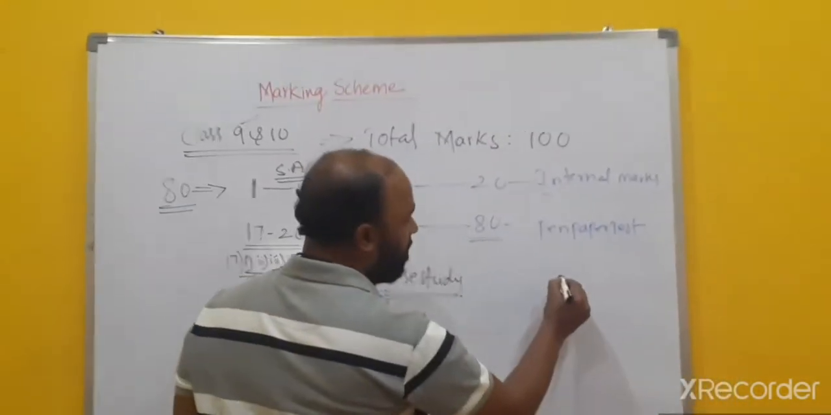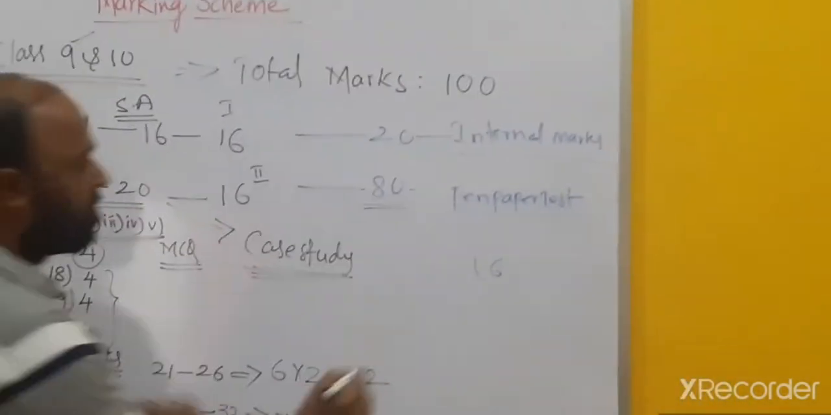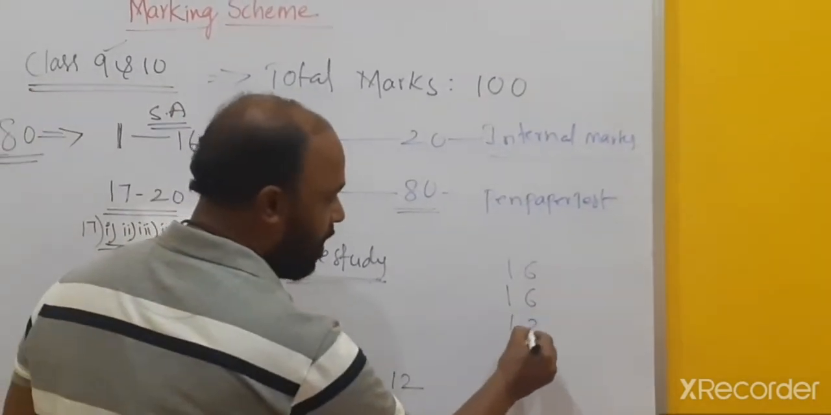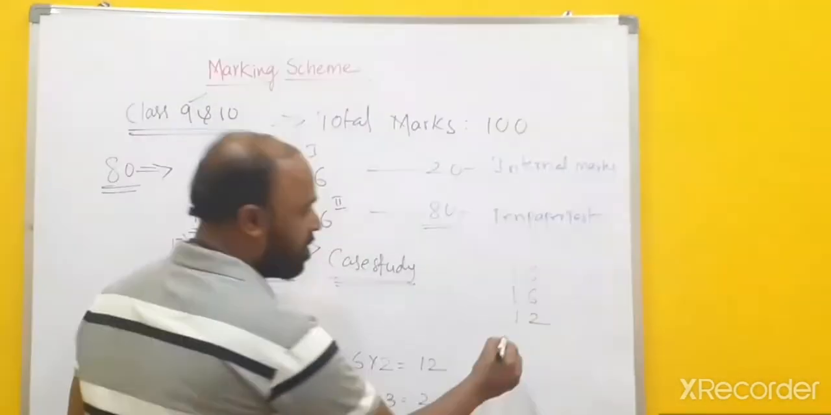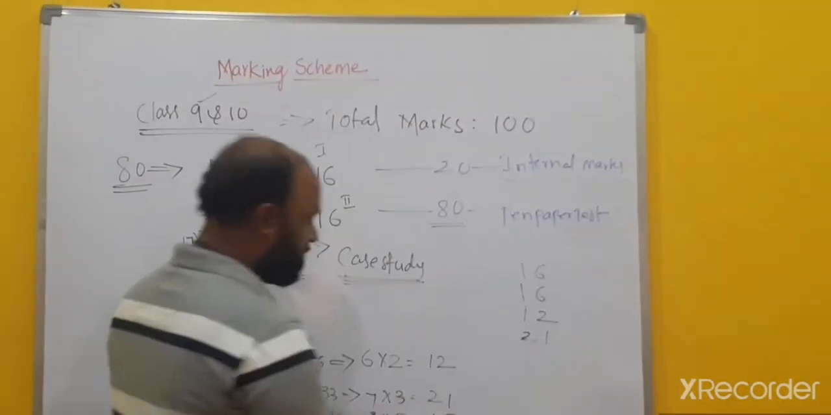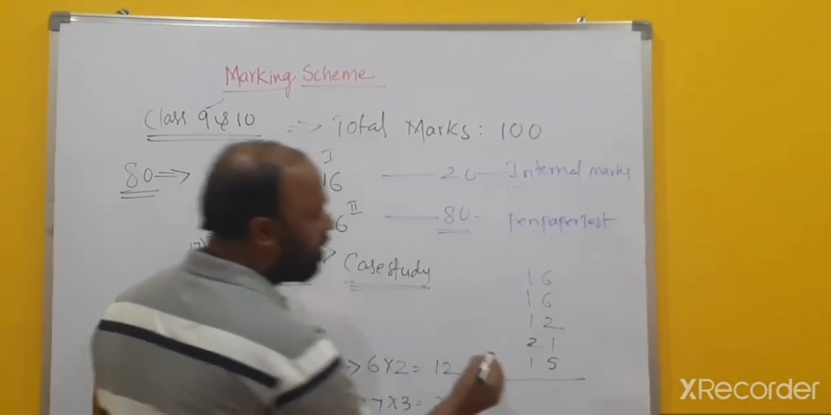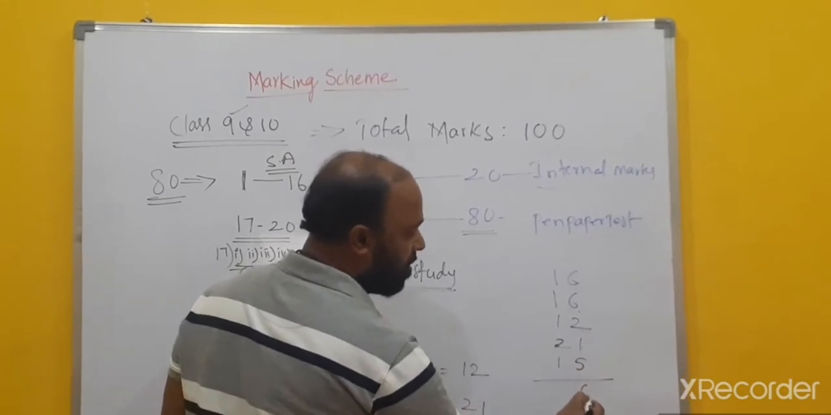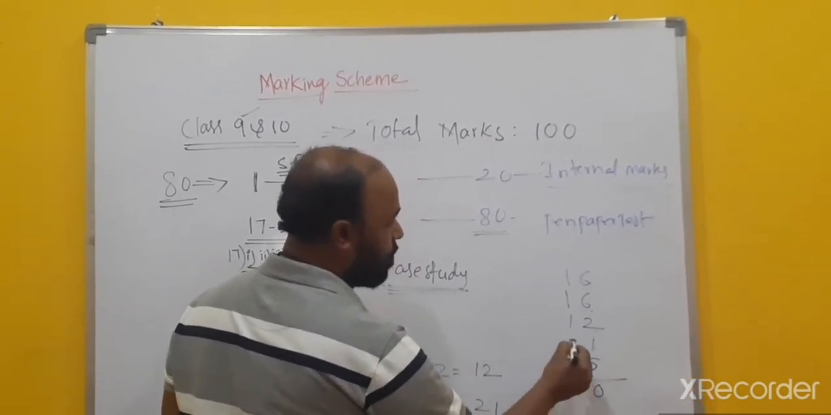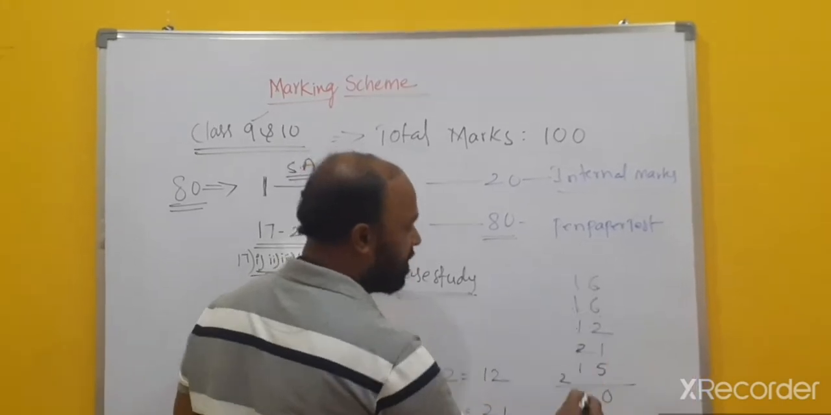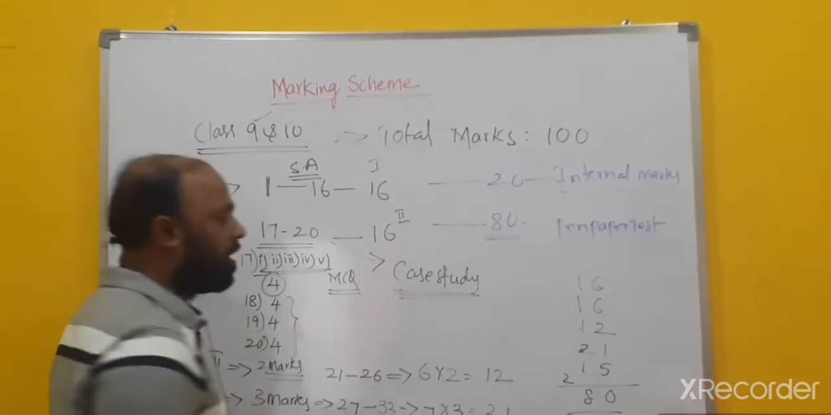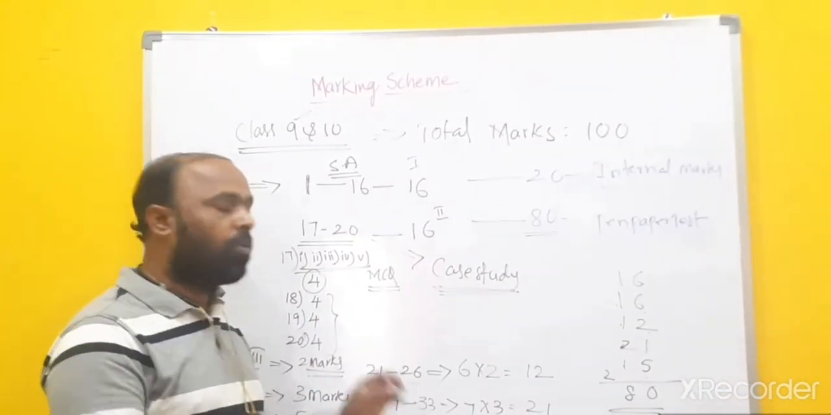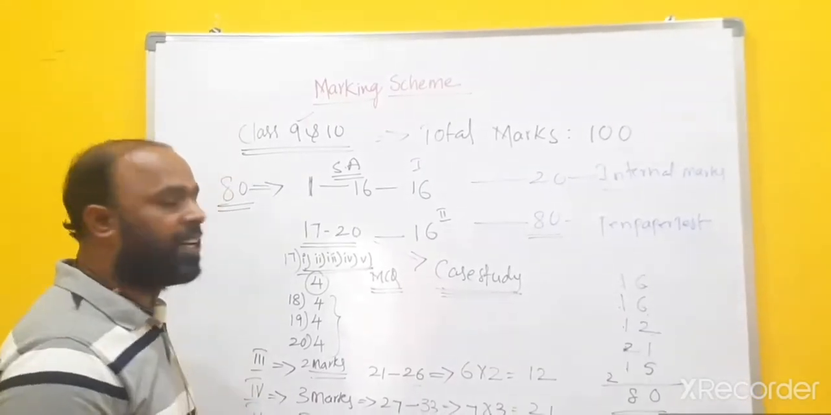Now observe the total here. First one 16, second one also 16, third one 12, and next 21, next 15. Add all this, and the total is 80 marks. This is the question paper model. For basic and standard it is also the same, but only the questioning is a little different for basic students, a little easier.